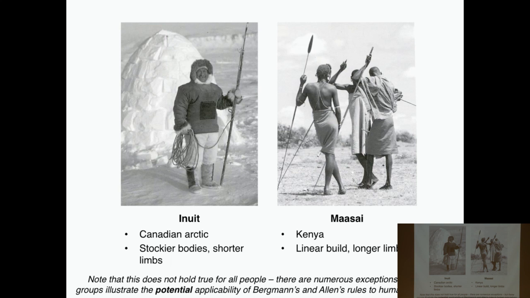In populations that live in the Canadian Arctic and that have lived there for a long period of time, the individuals do tend to have stockier bodies and shorter limbs, whereas individuals that live in warmer climates, like in Kenya, tend to have a linear build and longer limbs, but this isn't universally true.